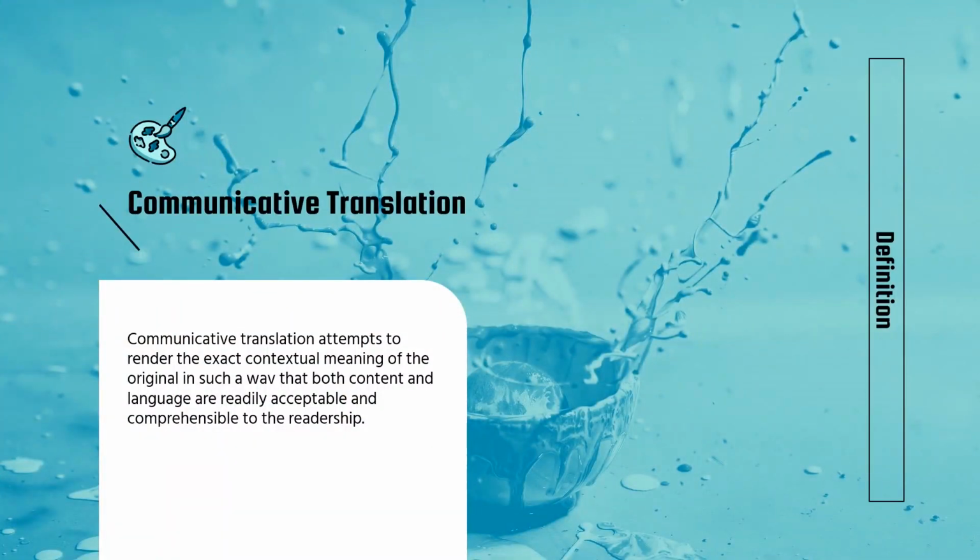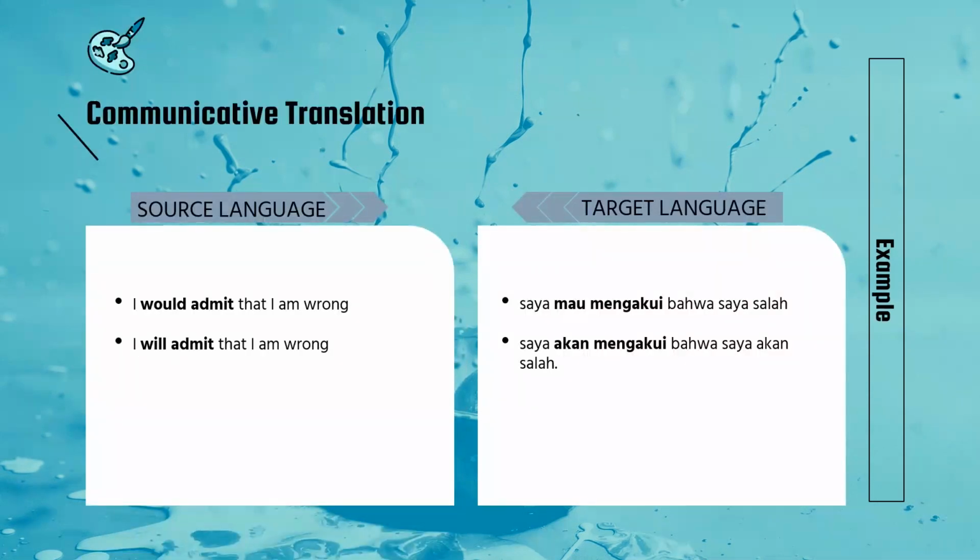And the last is communicative translation. Communicative translation attempts to render the exact contextual meaning of the original in such a way that both content and language are readily acceptable and comprehensible to the readership. Communicative translation requires that the translation language has a form, meaning, and function. You can see in the source language, I would admit that I'm wrong. Target language, saya mau mengakui bahwa saya salah.